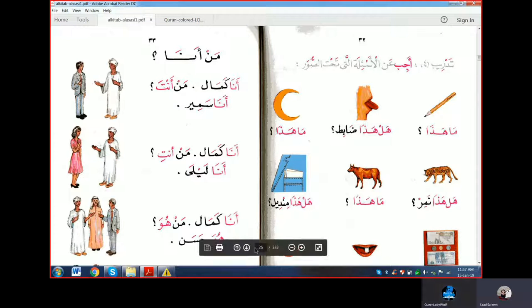Okay. So first is Mahaza. Mahaza means what is this? Haza Kalamun. Then, Hal haza dabitun, is this an inspector? La, haza lisanun. No, this is a tongue.